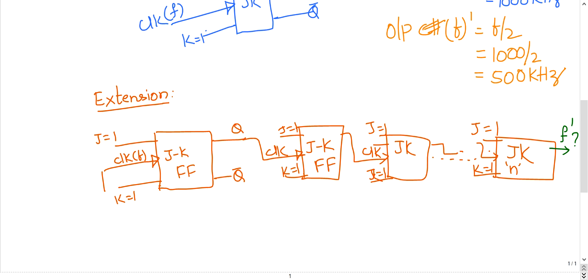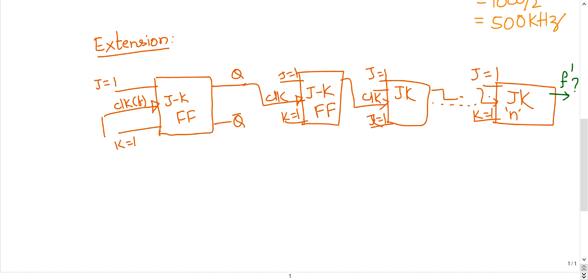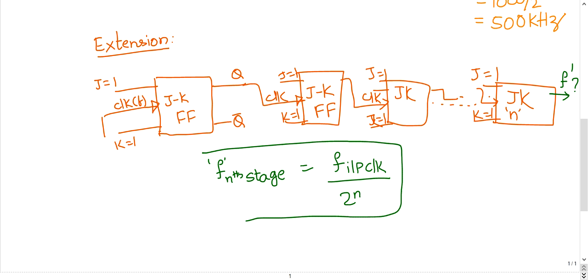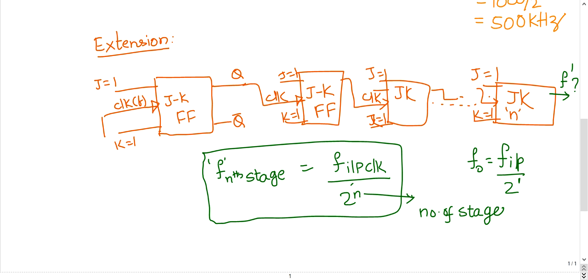F dash. So when n JK flip-flops are connected in cascade, then the output frequency f out at the nth stage is given by the input clock frequency divided by 2 power n. As we can see, in the given question there is only one stage, hence we got f out equal to f input by 2. N indicates the number of stages or flip-flops. Thank you.